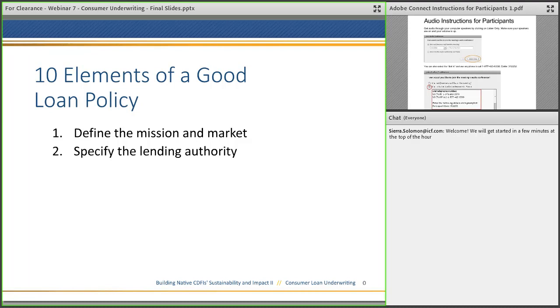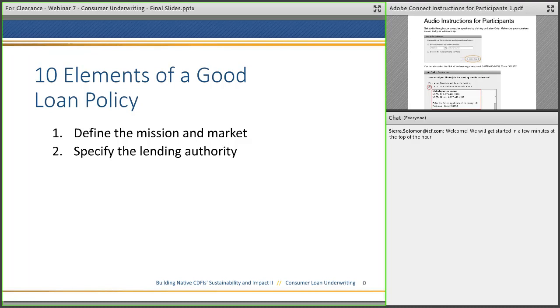Should there be a threshold for things that go straight to the board for approval? Depending on what your policy reads, once it's approved by your loan officer or your executive director or your loan committee, depending on how that's structured, is there any type of loan or amount that would need to go to the full board for approval? That should all be specified under this lending authority.